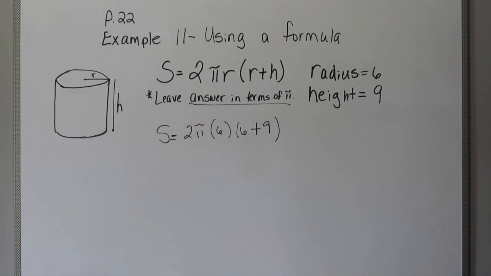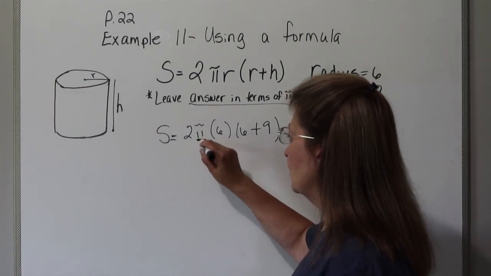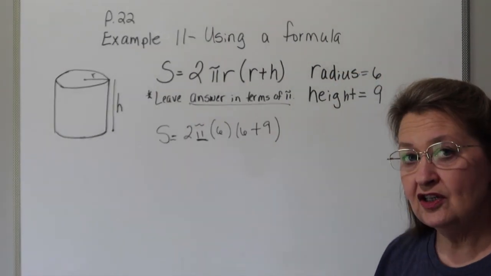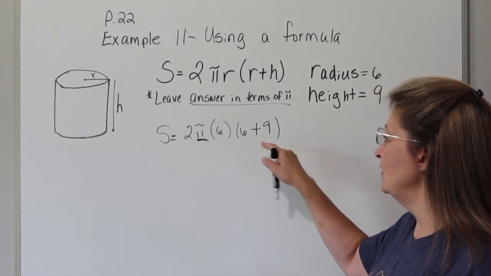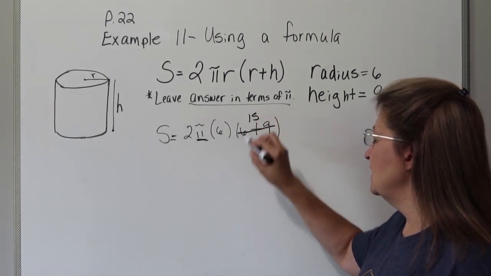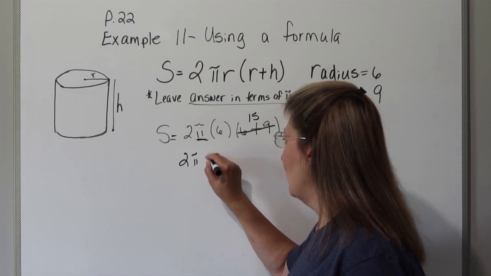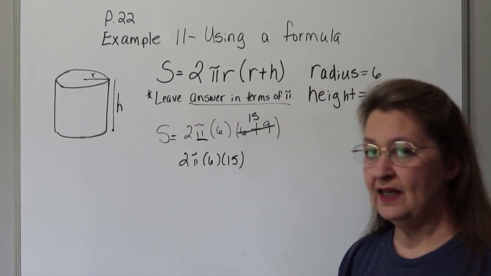Now all that's left to do is simplify. Remember, we're not going to convert pi, so we're just going to leave it like it is. Multiplication is commutative. Well, let's go through our PEMDAS. First, we're going to go over here and do what's in the parentheses. Now, what's 6 plus 9? It's 15. So right now, I have 2 times pi times 6 times 15.